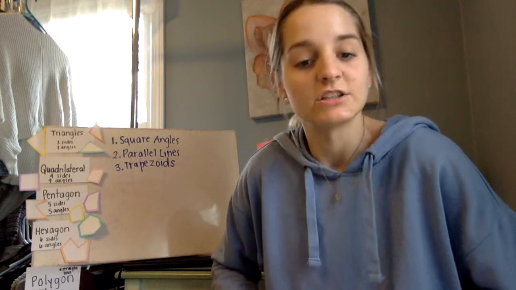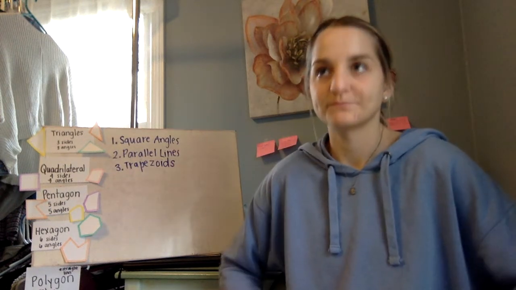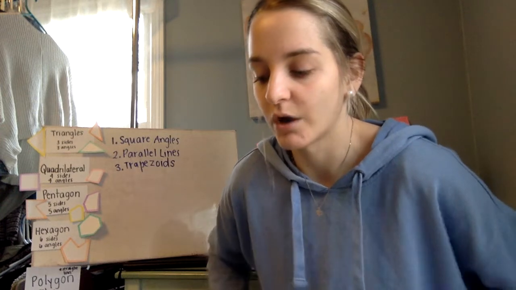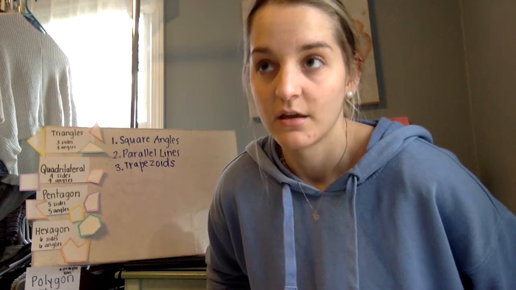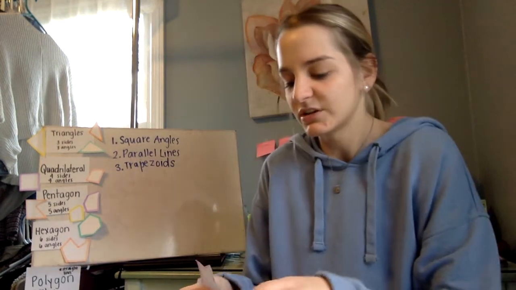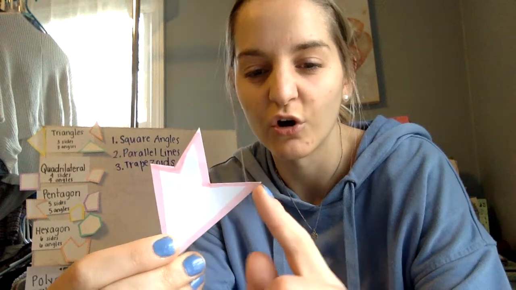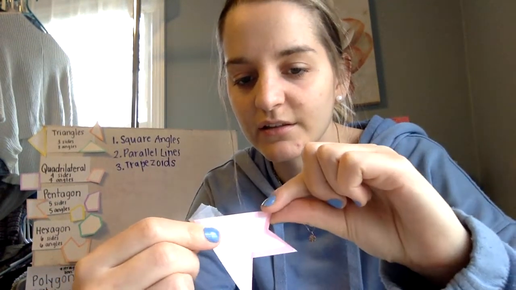But first, let's talk about square angles. Now, square angles have the word square in it. So I want you to think to yourself about what a square looks like. Think in your head what a square looks like, and then I want you to think, do the angles look like these angles? These angles are small and they're kind of pinched together. Are those what angles on a square look like?